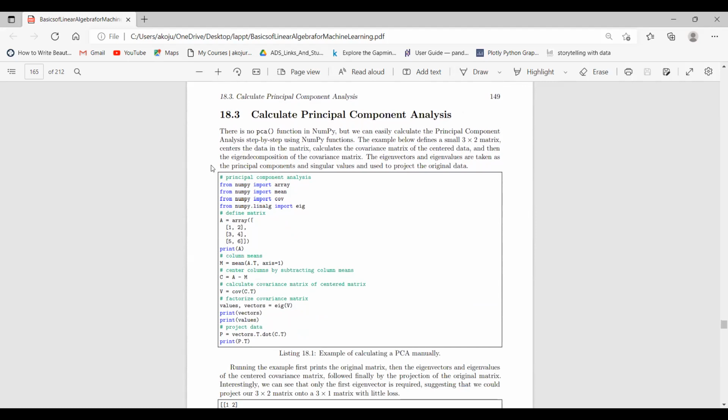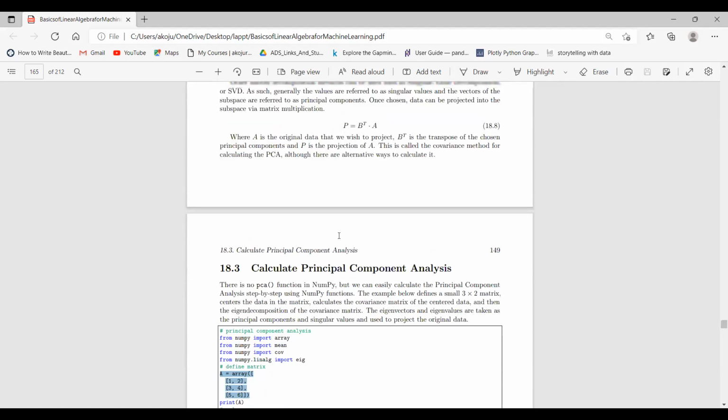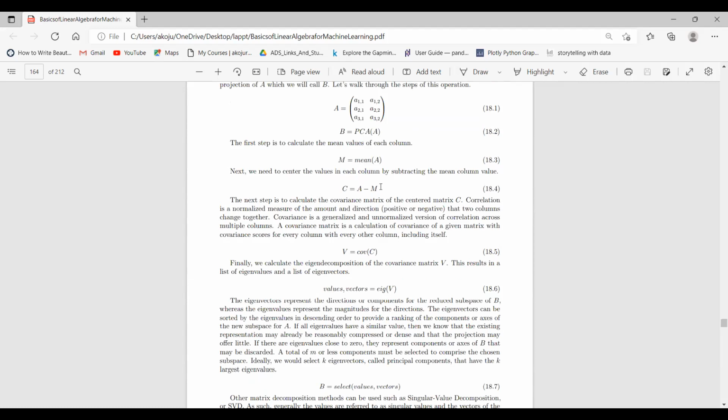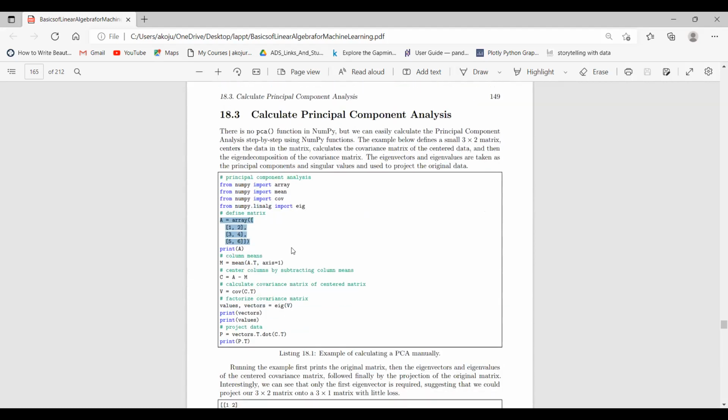Now let's calculate principal component analysis. We can do these operations in Python. We need to import NumPy. From NumPy we can import array, mean and cov, and from linear algebra we import eig, that is eigenvectors and eigenvalues. Here A is a given matrix. With that, first we need to find M, and A minus M gives us the centered matrix.